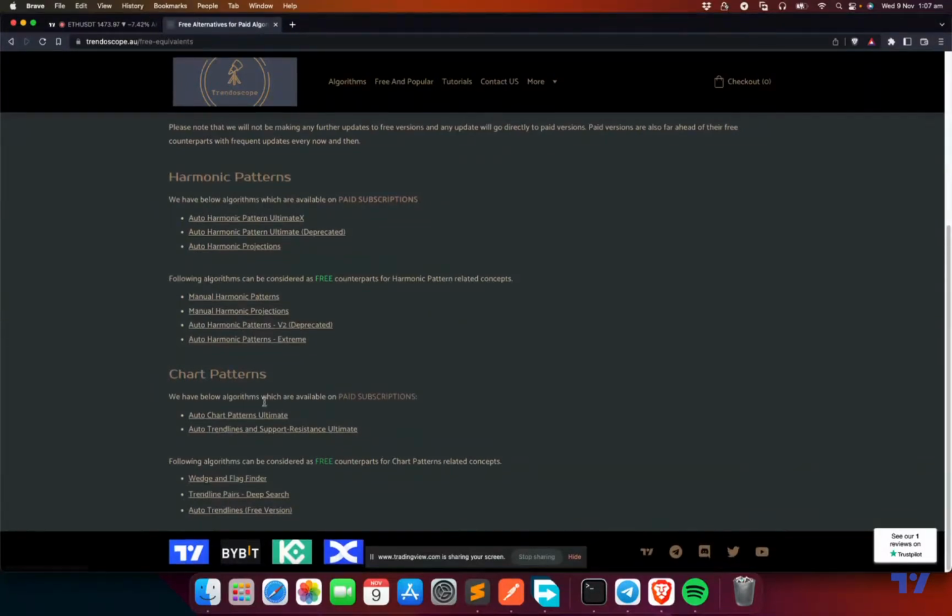And similarly for chart patterns, we have auto chart patterns ultimate and auto trend lines and support resistance ultimate. The free counterparts are wedge and flag finder, trend line pairs, and auto trend lines, which is a free version. There are also a few other scripts for chart patterns, but they are deprecated and pretty old. So for anything to do with chart patterns and harmonic patterns, we suggest not to use the older scripts which have not been updated for a long time, right?